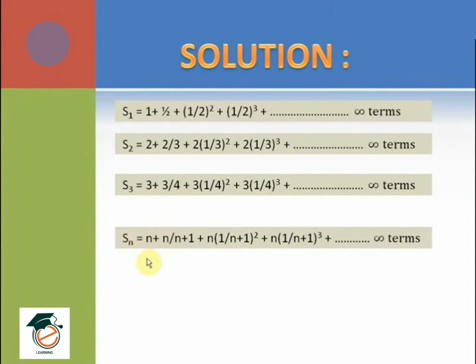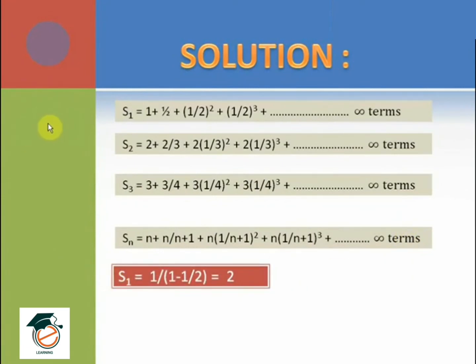So Sn would be equal to n plus n by n plus 1 plus n into 1 by n plus 1 whole square and so on up to infinite terms. Again the first term here is equal to n and the common ratio is equal to 1 by n plus 1. All this is given in the problem. Now we find the value of S1.